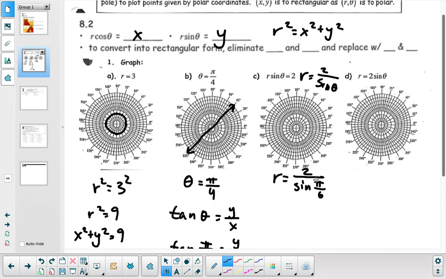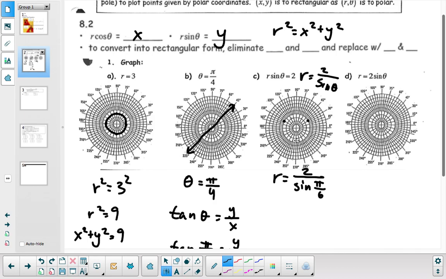And so sine pi over 6 is 1/2. 2 divided by 1/2 is 4. Pi over 6 is also 30 degrees. So 4, we're going to go out. So 1, 2, 3, 4. Okay. Another position that I would go for is 5 pi over 6. That is also 1/2. So that should also be 4 for our radius. 5 pi over 6 is 150 degrees. So again, counting out 1, 2, 3, 4.